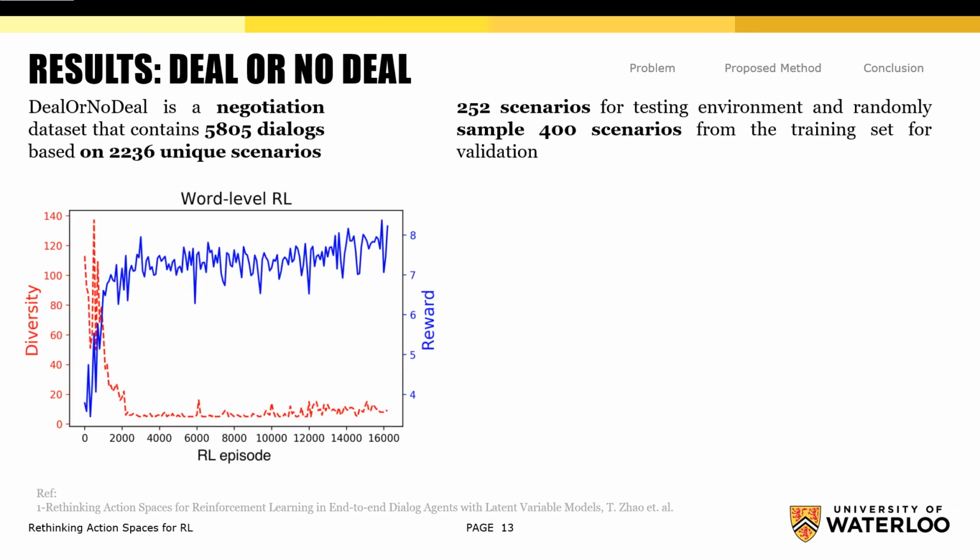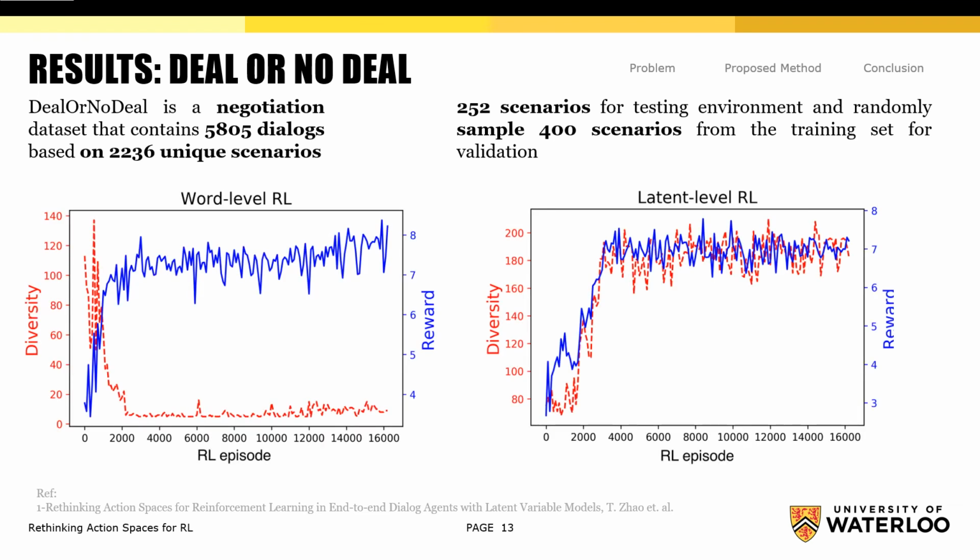In terms of diversity of the responses, they also compare the word-level reinforcement learning with the latent-level reinforcement learning, and as you can see here, the latent level absolutely outperformed the word level easily. So it seems that although the word-level reinforcement learning maximized the reward, it wasn't successful at all in giving some humanly friendly language combination as the output.